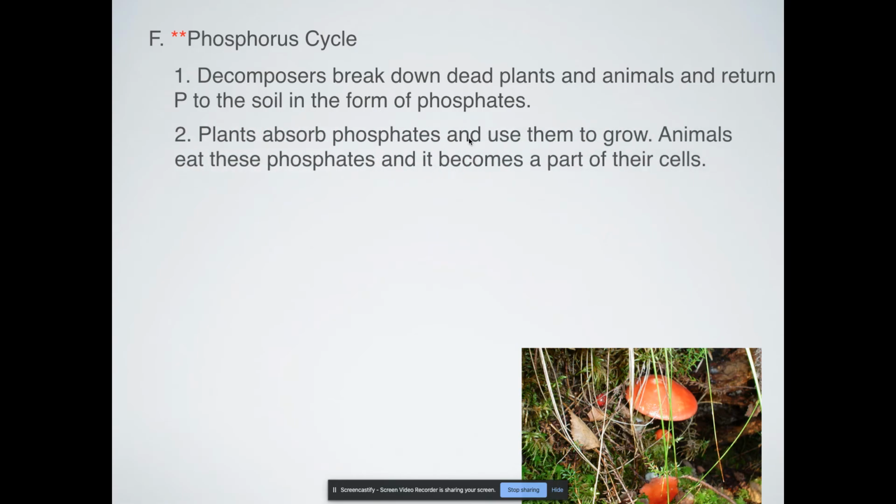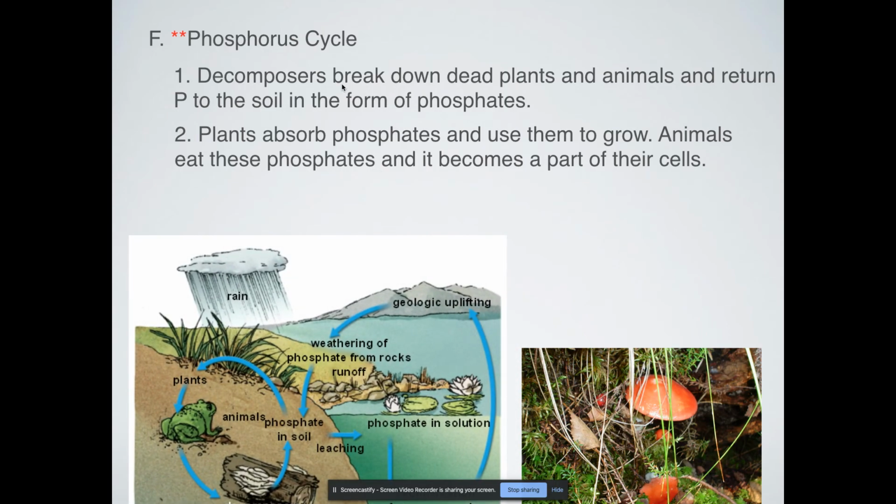So plants absorb phosphates and use them to grow. We eat phosphates through plants and through animals, and it becomes a part of our cells. And then this cycle forms its own little mini cycle. So, phosphates are in the soil because of decomposers, but then plants and animals use those phosphates and they become a part of us. But when we die and when the plants die, the decomposers then take that phosphorus and put it back into the soil again, making its own little mini cycle. So that's called the short-term phosphorus cycle.